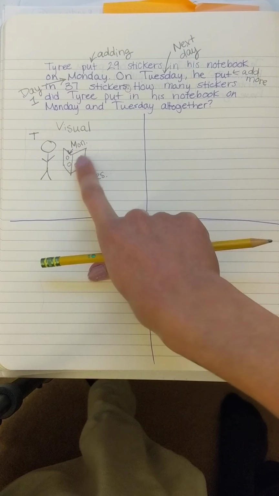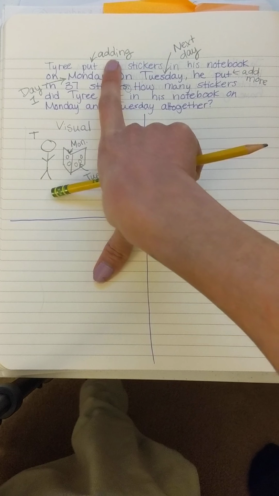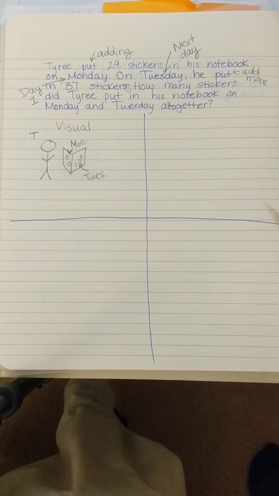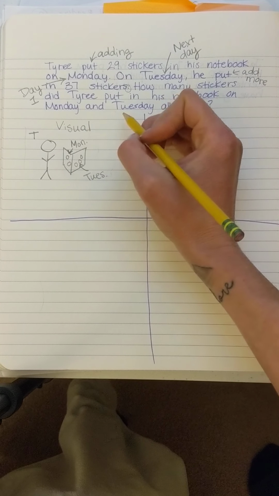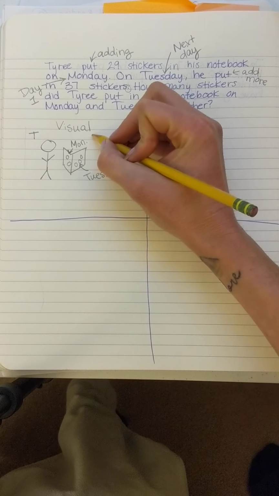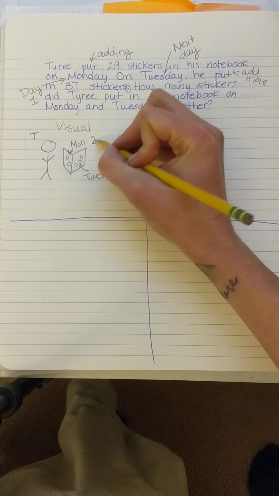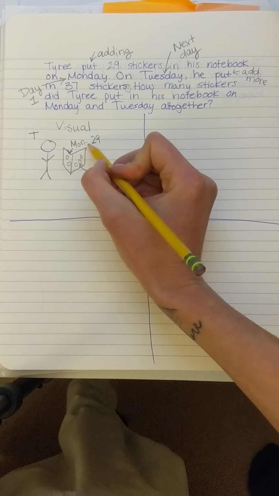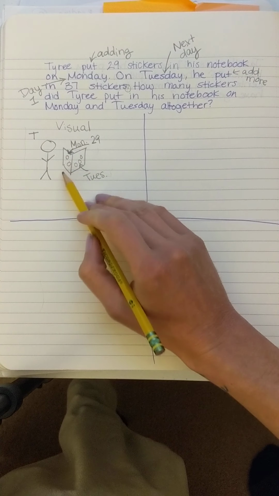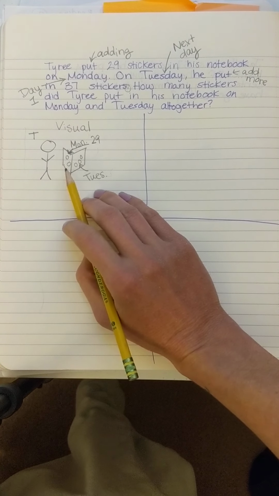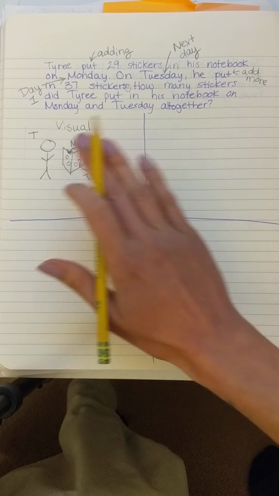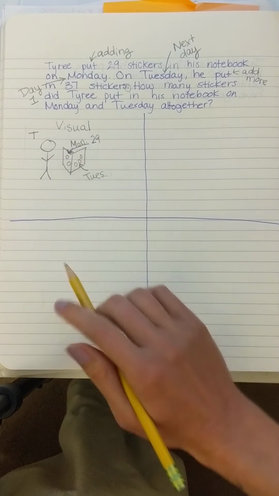So the next step that I take is I read it a third time and I add the numbers back into my visual. Tyree put 29 stickers in his notebook on Monday. Okay. So then next to Monday, I'm going to put 29. Okay, make sure I know that this is 29 stickers. Do I have to draw actual 29 dots? No, because that might take me a while. That might be a strategy for actually solving the problem. Right now, I'm just trying to figure out what's going on.